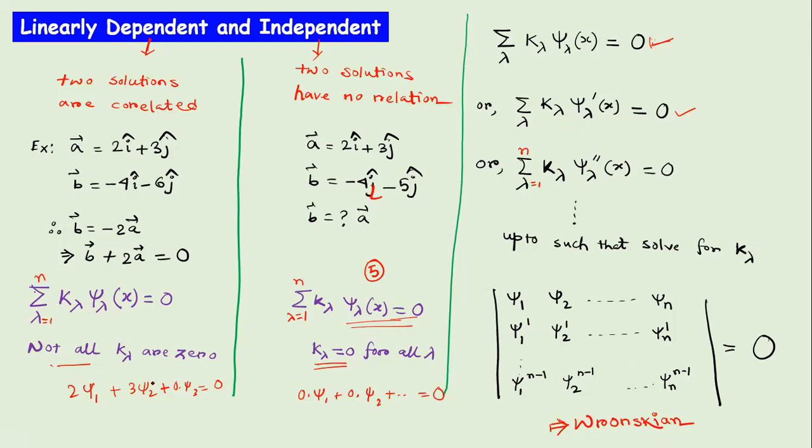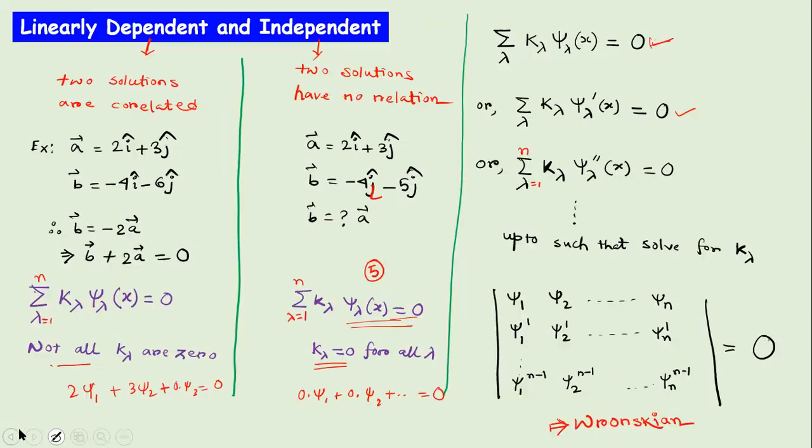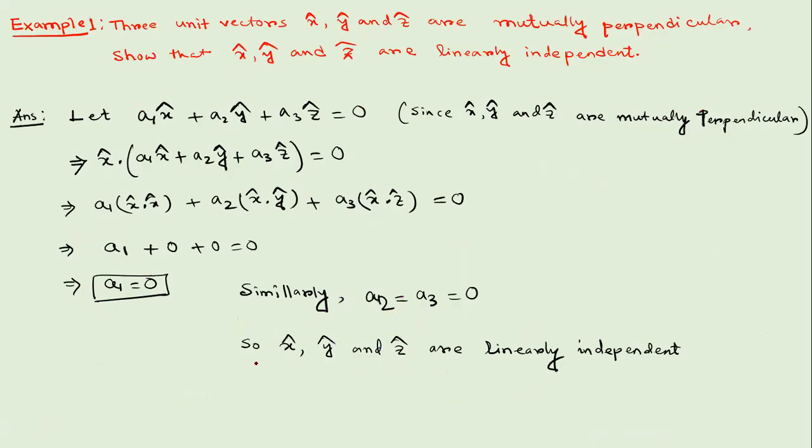Okay, so by this Wronskian we can find out the linear dependency or independency. Let's go through an example. Suppose there are three unit vectors, x cap, y cap, z cap, which are mutually perpendicular. Show that x cap, y cap, z cap are linearly independent. We need to show that these are independent of each other.